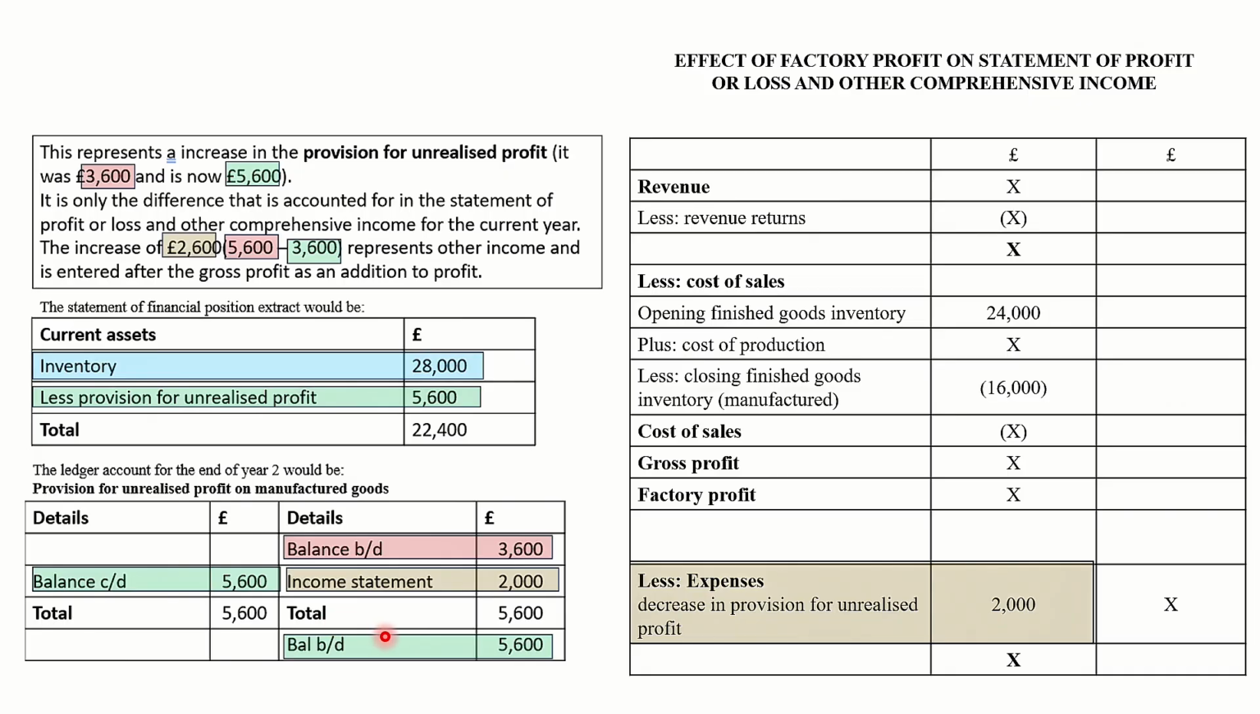Now this is how it reflects. This is the format of an income statement. So you have opening finished goods, any cost of production you transfer, less the finished goods of inventory, whatever you had, you transfer it there. And then this difference that we get here should go under the expenses as an increase in provision for unrealized profit.